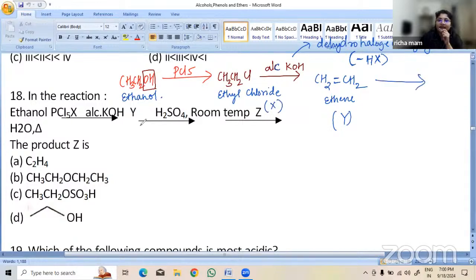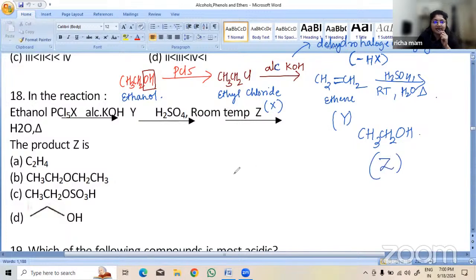Further, we are reacting it with H2SO4 at room temperature and water, and we are going to heat it. So what will happen? Again, we are going to get CH3CH2OH. H2SO4 in the presence of water is a hydrating agent. It is providing a water molecule. So you are going to get Z. What is our Z?